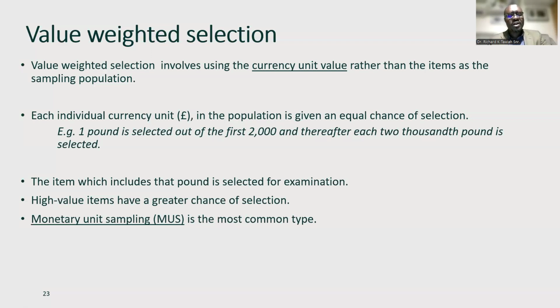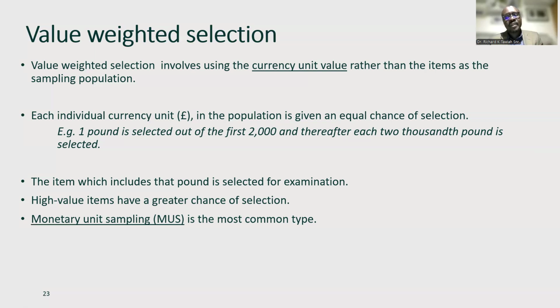Value-weighted selection. We also have what we call the value-weighted selection, where we use currency unit value rather than the items as the sampling population. Each individual currency unit is given an equal chance of being selected. For example, £1 is selected out of the first 2,000, and thereafter every 2,000th pound is selected. The item which includes that pound is selected for examination. High value items have a greater chance of being selected, and we have MUS.